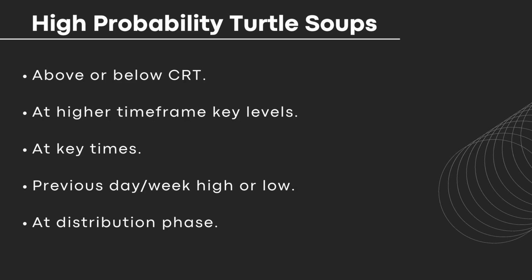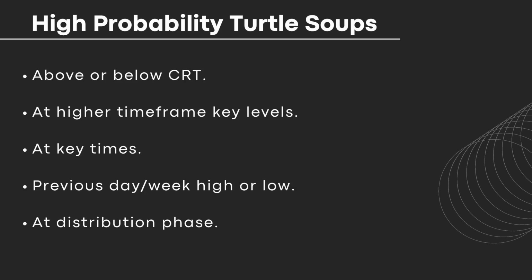Now, another important point is that high probability turtle soup occurs at the previous week's or previous day's high and low, right? You could also use previous sessions' highs and lows as well, but these are the dynamic swing points that are time derived, right?